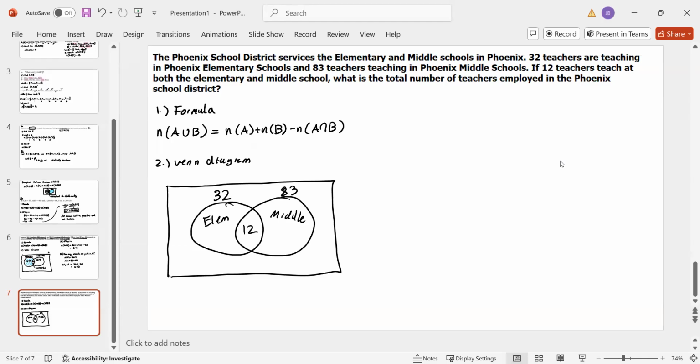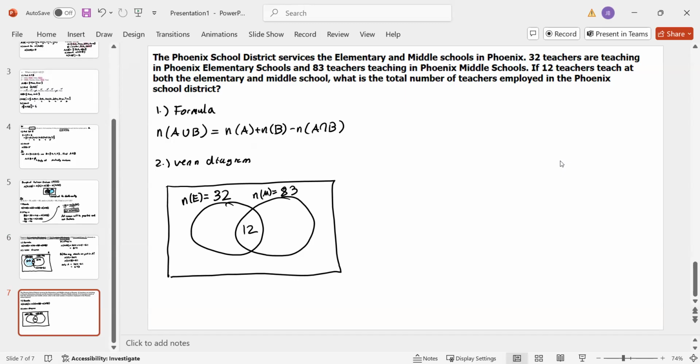And so what a student could do accidentally, and this is the reason that I mentioned this, I'm going to do n of E, elementary, and then n of M for middle, is they might just add up all the numbers together. But if you just add up all the numbers, the problem is you've essentially double counted because there are 12 teachers that teach both, right? So again, you don't have to do this, but could there be a question maybe on the exam where they're like, fill out the Venn diagram? Because we did have an example of that on the homework.